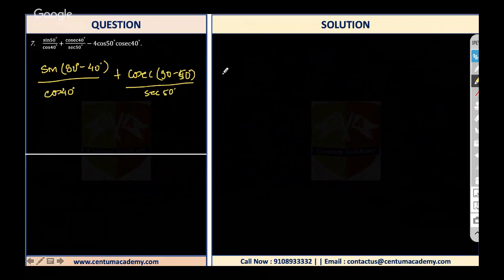And then here it is minus 4. Cos 50 can be written as sine of 90 degrees minus 40, into cosecant 40 degrees. Please write all the steps like that. Now sine 90 minus 40 is equal to, and here it is advisable, instead of writing in each step, you write here itself that sine of 90 minus theta is cos theta.